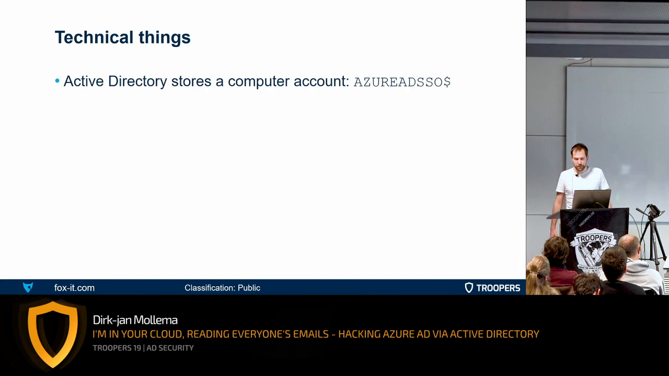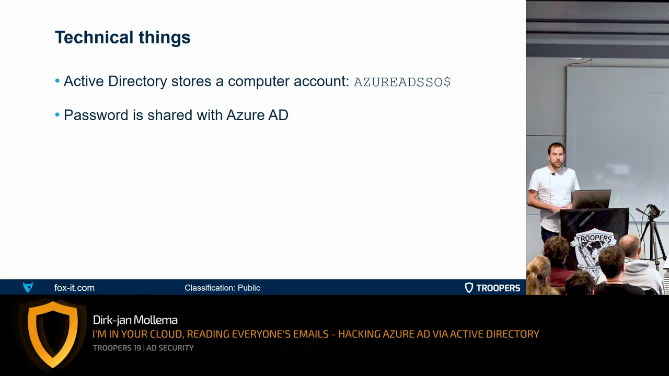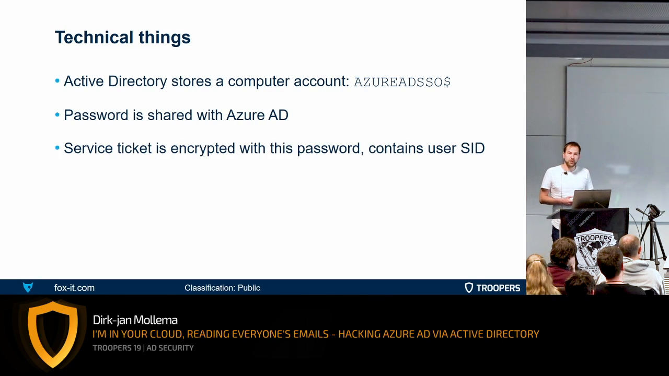That was the easy part. Now the technical part. If you use seamless single sign-on, it creates a new computer account called the Azure AD SSO account. And this password is the same in on-premise Active Directory and in Azure Active Directory. So if you get a service ticket for Azure Active Directory, it's encrypted with this password, because that's how service tickets work in Kerberos. And this ticket also contains your user security identifier, which uniquely identifies you in your domain.